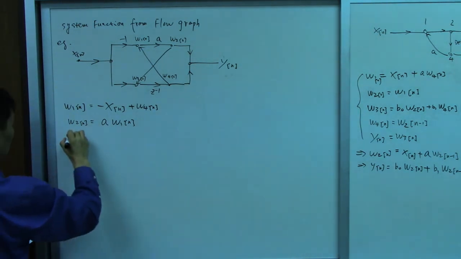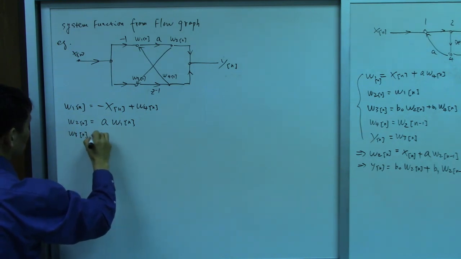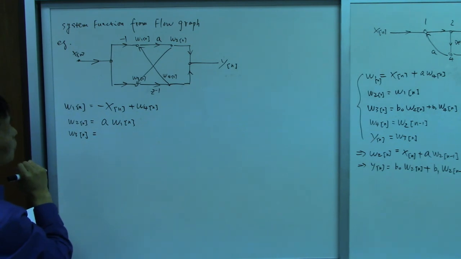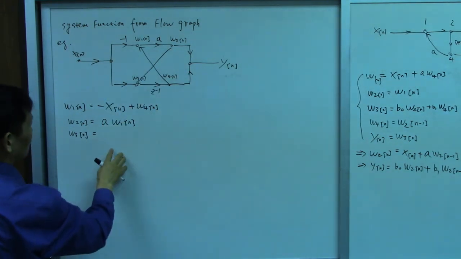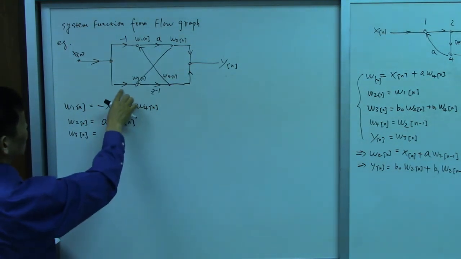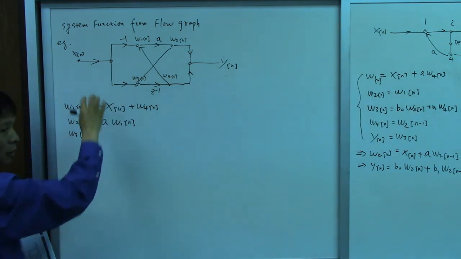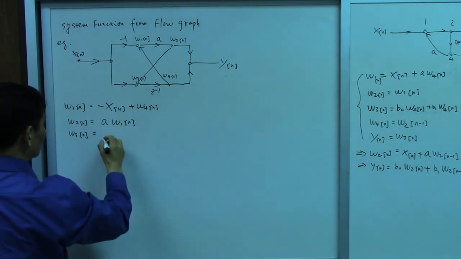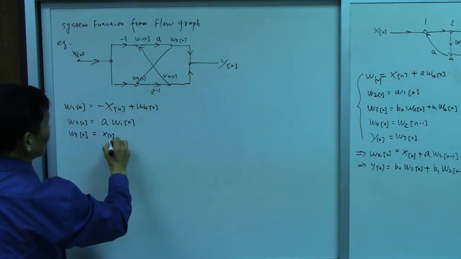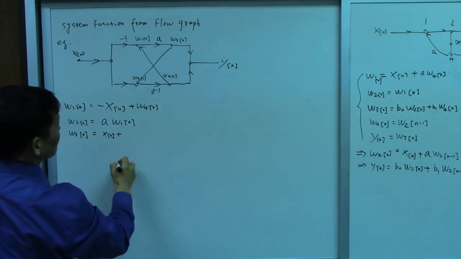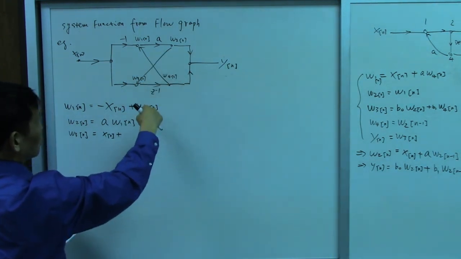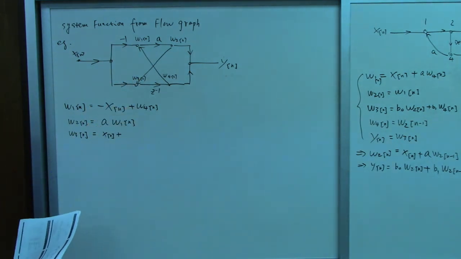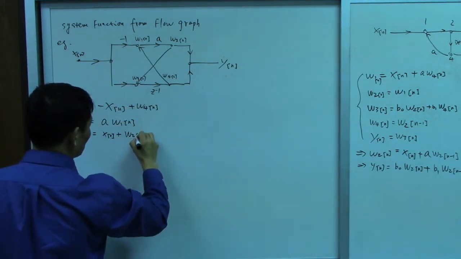Then next one is W3. W3 is here. How many branches do we have? 2. This and this. So equals what? This one, we don't have any number here, means that equals 1. So that equals x[n] plus this. And we don't have any number on here, so that means this is also equal to 1. So plus W2.